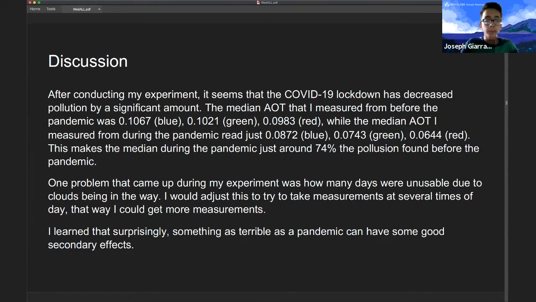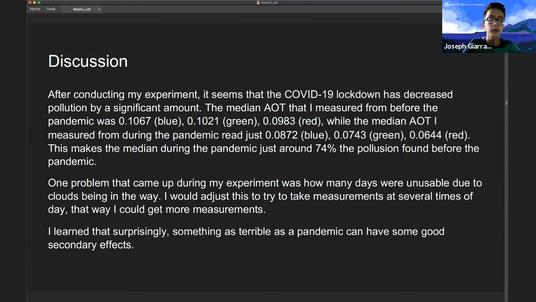After conducting the experiment, it seems that the COVID-19 lockdown did decrease pollution by a significant amount, proving my hypothesis. The median AOT that I measured from before the pandemic was around 0.1 for all of the wavelengths, but the median AOT during the pandemic read just around 0.09 for blue, 0.07 for green, and 0.06 for red. This makes the median during the pandemic just around 74% of the pollution found before the pandemic.